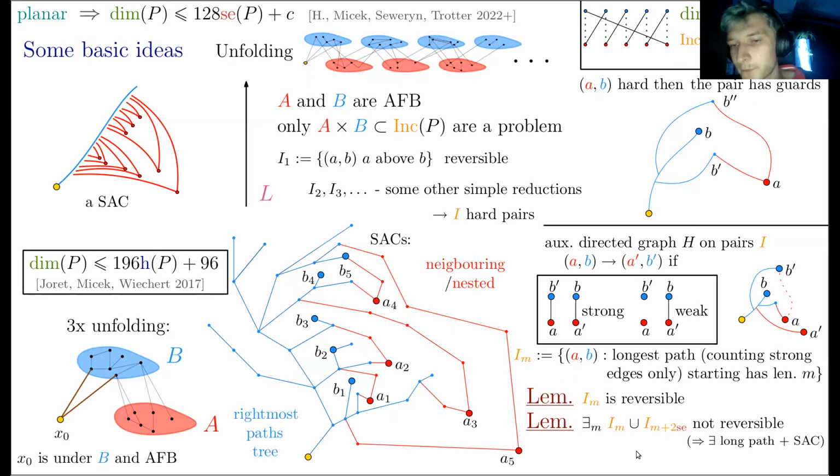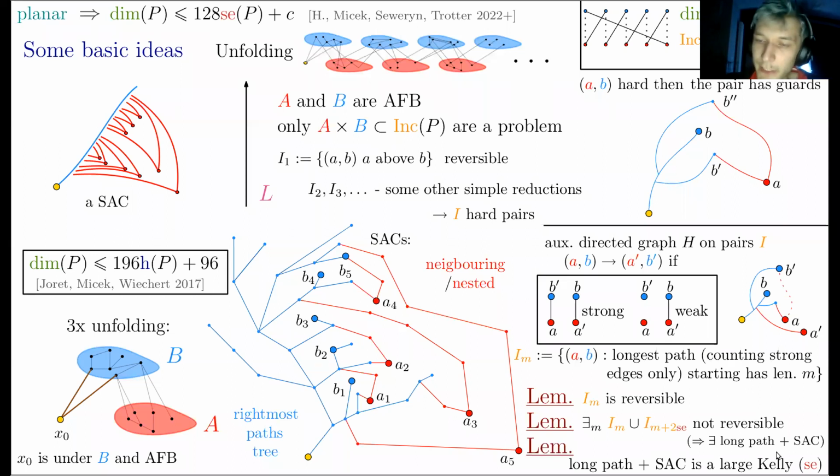So I have two sets of incomparable pairs such that if I take them together, then it's not reversible. This means that I have a long path in this H, but also a strict alternating cycle, which shows that this union is not reversible, and this cycle is spread out very much. So it has many elements in between beginning and end in some way.